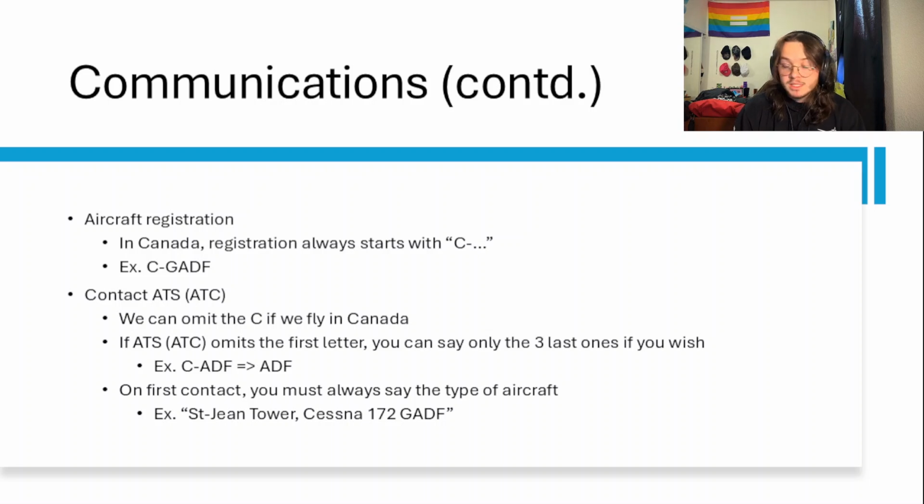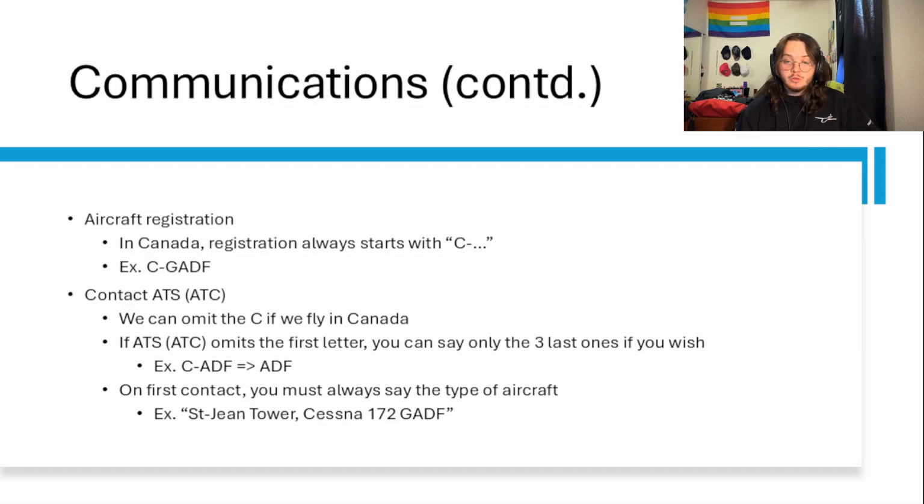If ATS omits the first letter of your registration, you can say the last three if you want. I made a mistake in my example here. Example: Charlie Golf Alpha Delta Foxtrot becomes Alpha Delta Foxtrot. What this means is basically if the person you're speaking to gets tired of saying the whole name of the plane all the time, they can just say the last three letters, and then when they say it, you can say it, right? I'll get to the example in a sec.